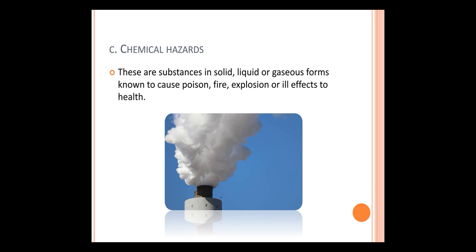Chemical hazards. These are substances in solid, liquid, or gaseous forms known to cause poison, fire, explosion, or ill effects to health. Examples include gases, fumes, vapor, mist, and dust. These are airborne particles or airborne toxic elements that evaporate in the air and can cause irritation, discomfort, and even death. Chemical routes of entry to the body are by inhalation, ingestion, and skin absorption.